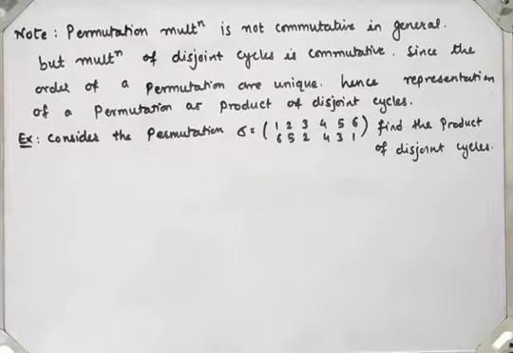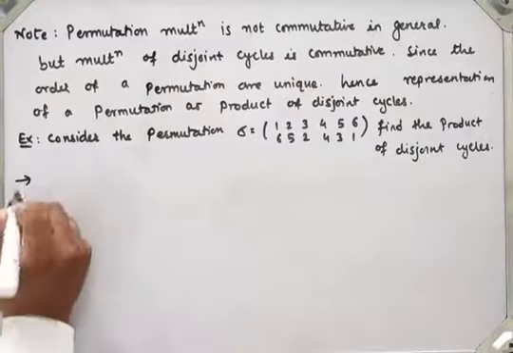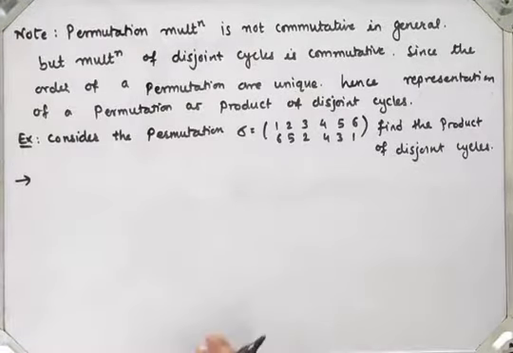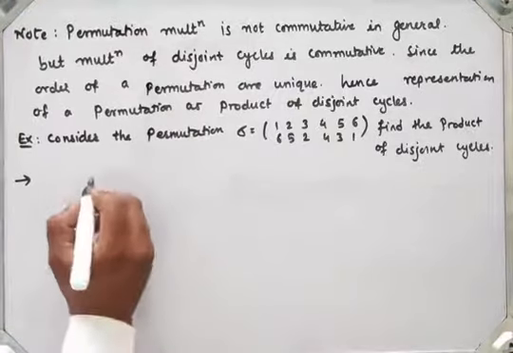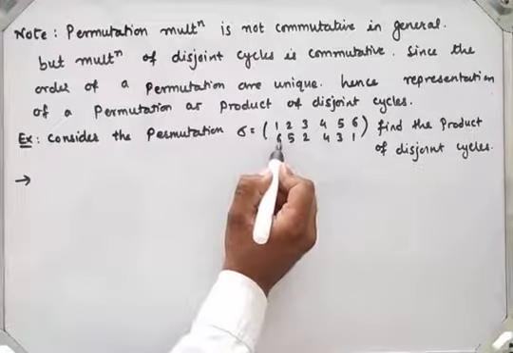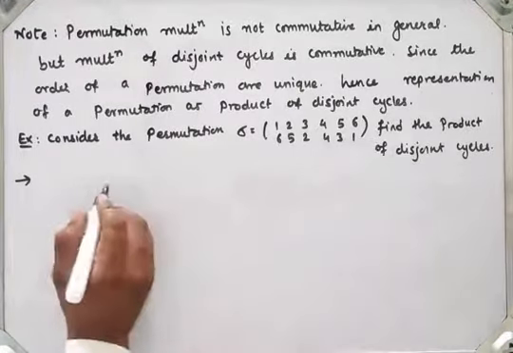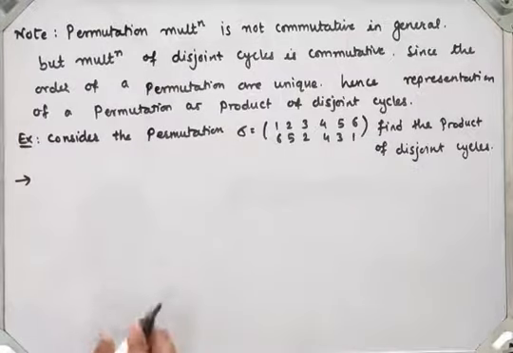1 goes to 6, 2 goes to 5, 3 goes to 2, 4 goes to 4, 5 goes to 3, 6 goes to 1. So we want to find the product of disjoint cycles. First find the orbits which contain more than one element. We start from 1. 1 is moved to 6, and 6 goes to 1. So the orbit containing 1 has 2 elements, which means a cycle of length 2 with elements 1 and 6, right?